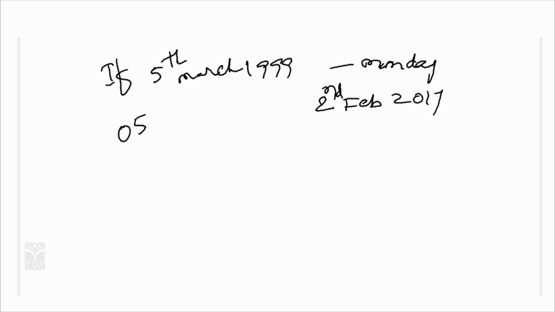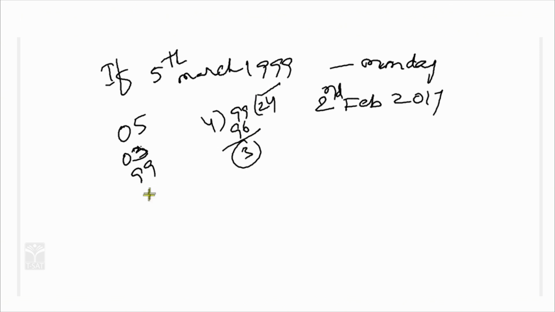The date is 05, correct. Then what is the code for the month? For March it is 03, and what is the year? 1999. So you write the last 2 digits, that is 99, and for 99, how many leap years are there? When 99 is divided by 4, 24 fours are 96, 3 is the remainder, and the quotient is 24. So you write 24, and the century code for 1999 is 0.